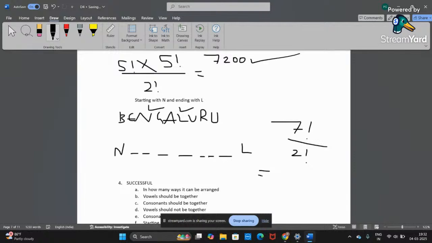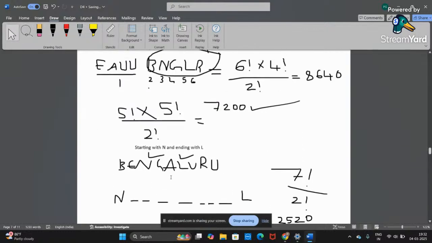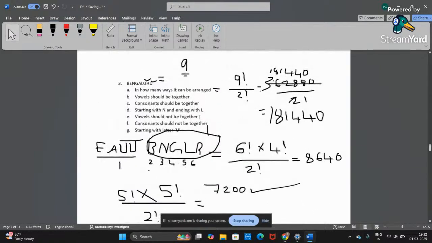What is the answer? In 2520 ways, the word can be arranged with a condition starting with N and ending with L. Now let's move on to the next one.